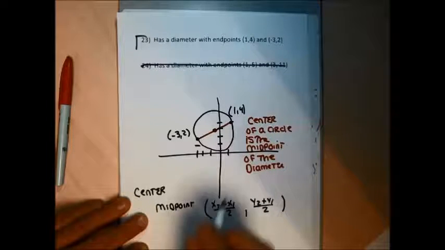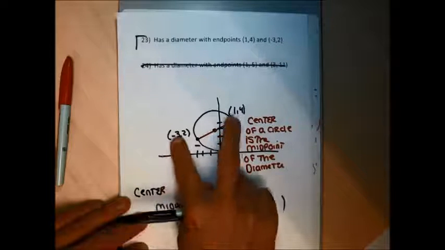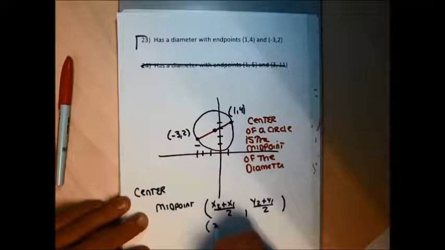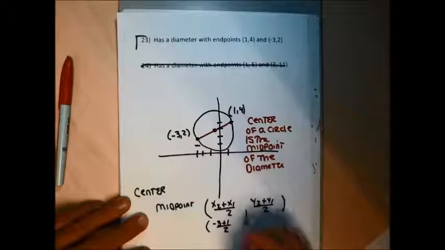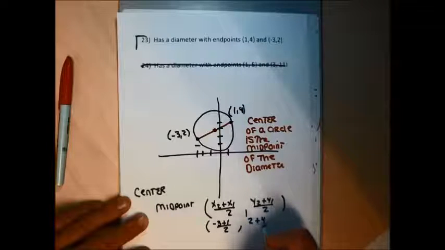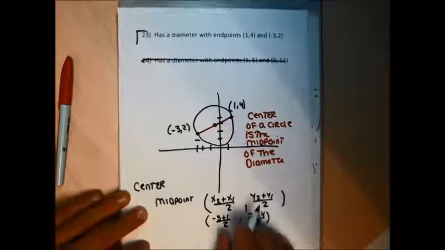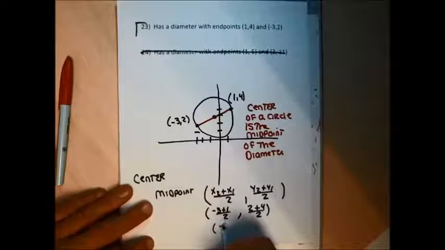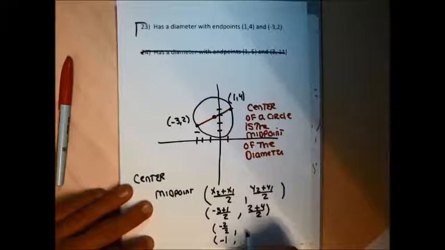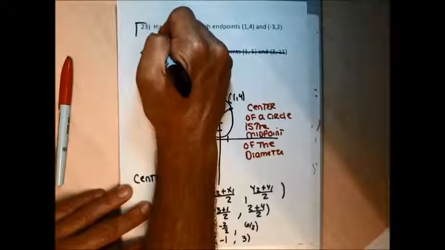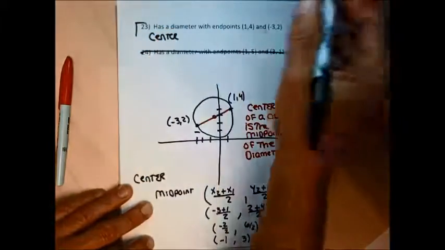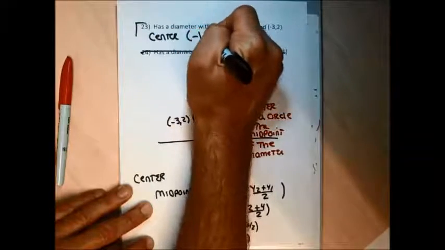So the midpoint, which is going to be the center, I'm going to take the x coordinate of those 2 points, negative 3 plus 1, and divide by 2. I'm going to take the y coordinate of those 2 points, add them and divide by 2. Negative 3 plus 1 over 2 is negative 2 over 2, which is negative 1. 2 plus 4 over 2 is 6 over 2, which is 3. So for this problem, 23, I know it has a center of the point negative 1, 3.